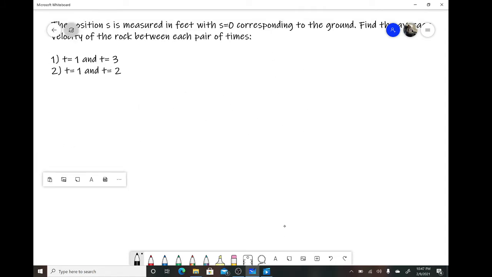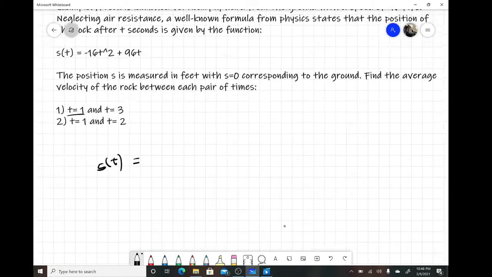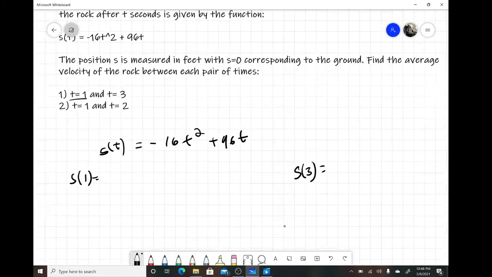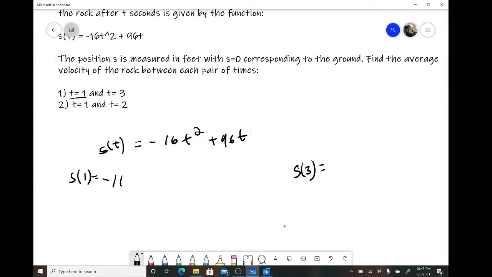So to find the position s of t at 1 second and 3 seconds, all we have to do is substitute into our formula from above. That's negative 16t squared plus 96t. I'm going to first look for s of 1, and then s of 3. So I'm plugging in 1 first: negative 16 times 1 squared plus 96t.